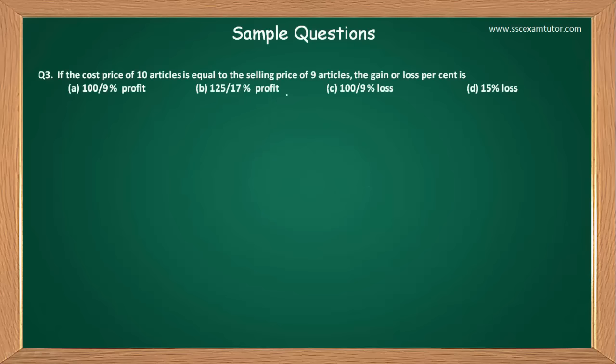So here is another type of question, but this question is a bit different, because you need to find the gain or loss percent in the transaction. So let's see how you can find whether there is gain or loss in the whole transaction. It says 10 CP is equal to 9 SP.